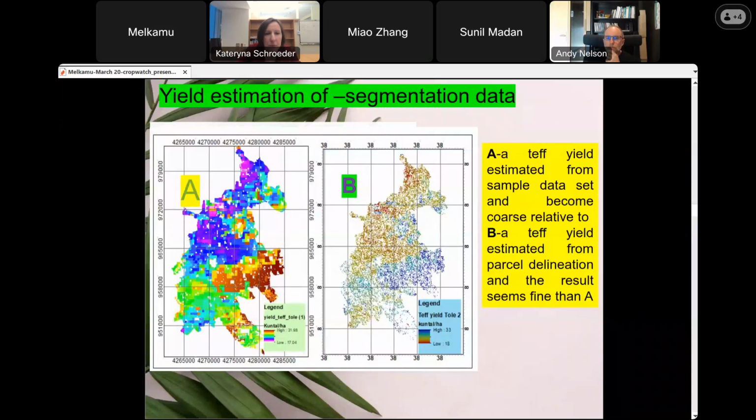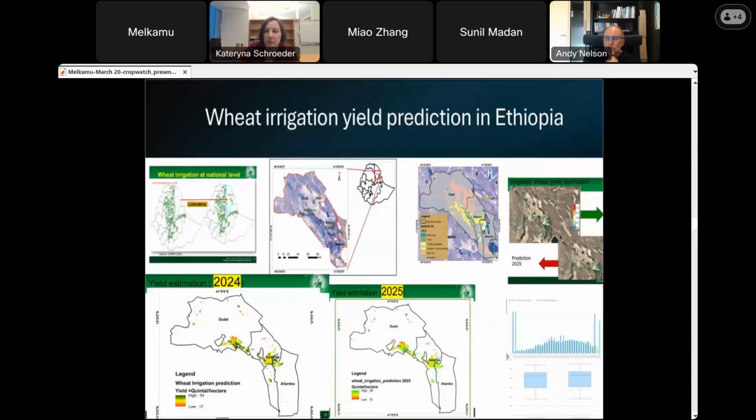This is the overall wheat irrigation yield prediction of Ethiopia. If you see wheat irrigation at the national level from the left side of the map at the corner, we have tried to capture the national irrigated wheat across Ethiopia. And then we have downscaled to some regional states, then to districts. We have this activity at the Ethiopian Institute of Agricultural Research. Then we try to customize to the system of CropWatch.